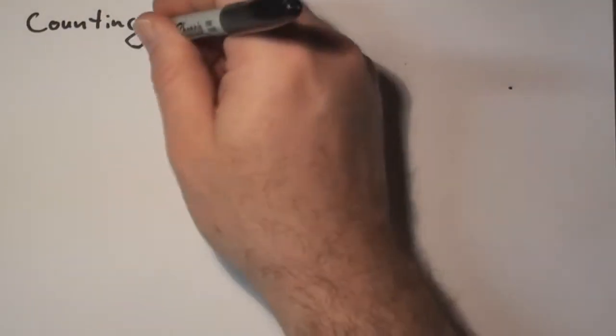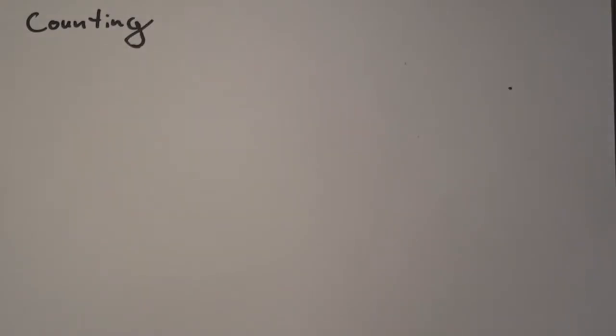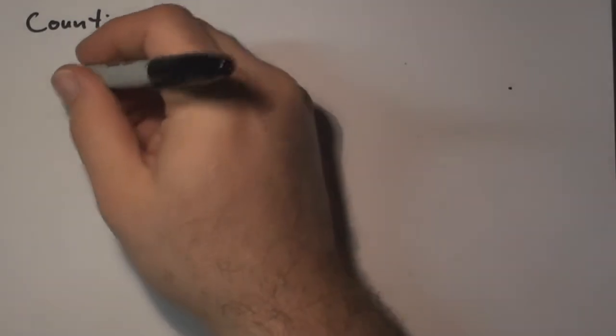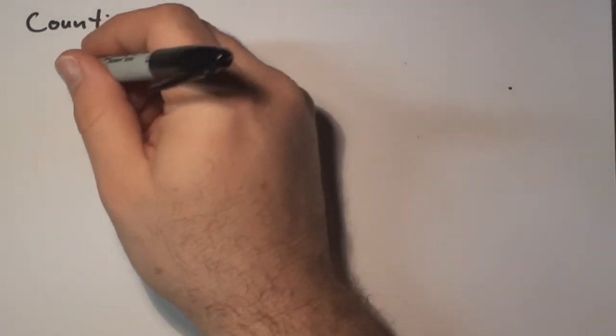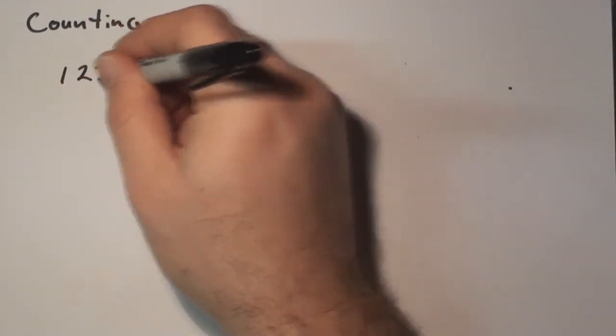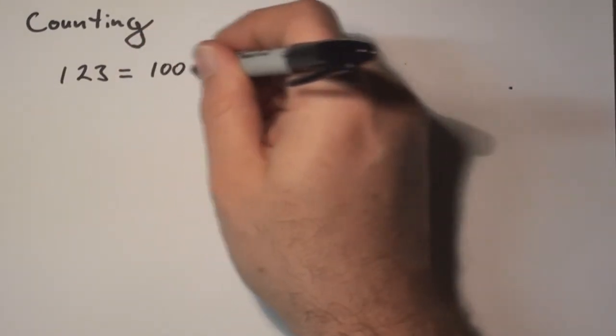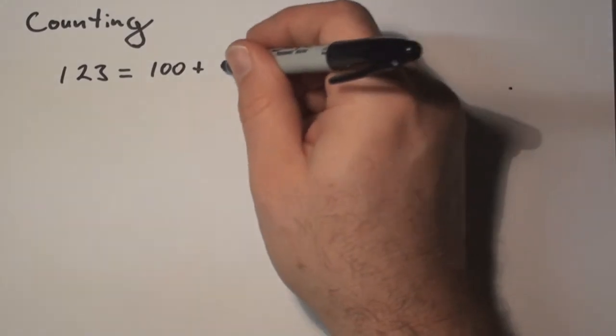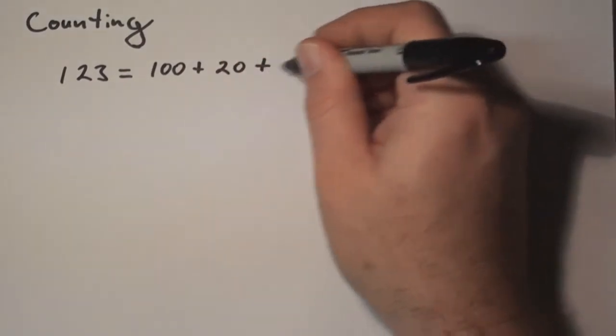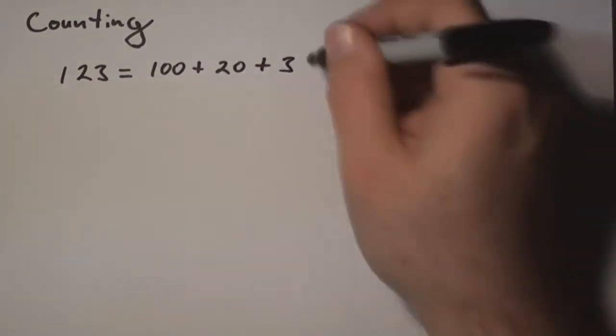Next, we're going to talk about counting. So I'm going to take it back to like third grade right now. If you recall, in third grade, you talked about the hundreds column, the tens column, and the ones column. So if you had a number like 123, you'd break it down into its composite values of 100, 20, and 3.